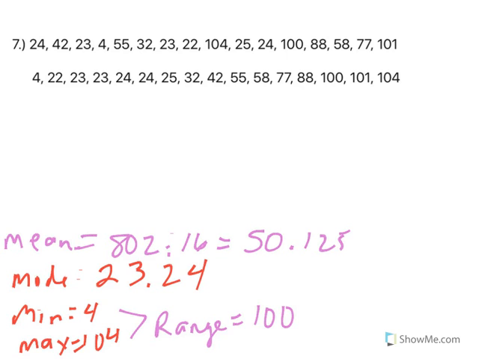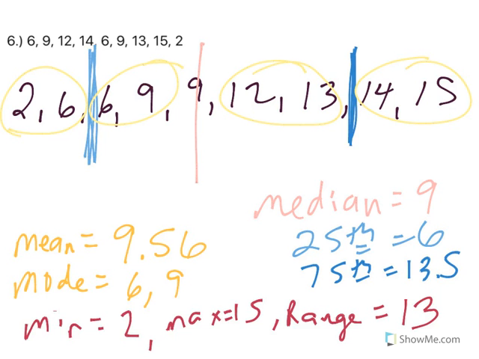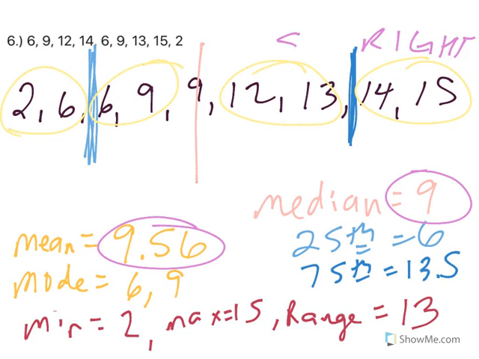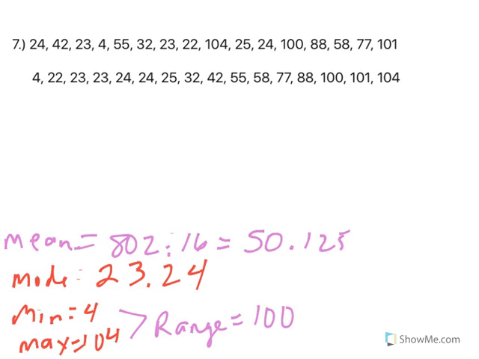So now we want to find my minimum, or my median, excuse me. Oh, I didn't talk about this one being skewed. The mean is greater than the median. It's skewed right. Sorry about that. Okay, going back to this one.